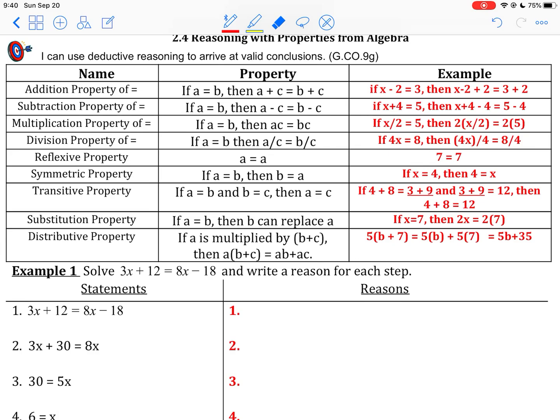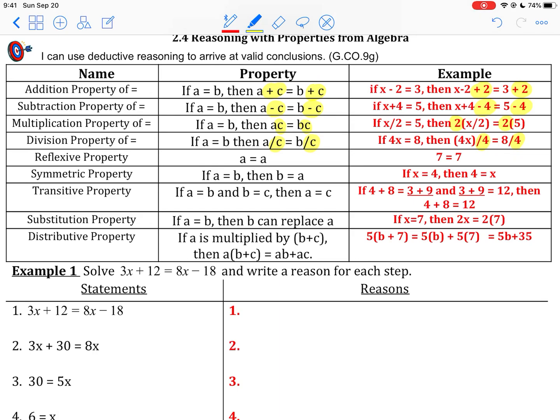The subtraction property of equality says that you are subtracting the same things from both sides. The multiplication property of equality says you are multiplying the same thing on both sides. And the division property of equality says you're dividing by the same thing on both sides. So here we have examples of each one and how they apply to solving equations. So if x minus 2 equals 3, then whenever I add 2 to both sides, it's going to stay the same. Subtracting 4, multiplying by 2, dividing by 4. So all of those are used when we are solving equations.